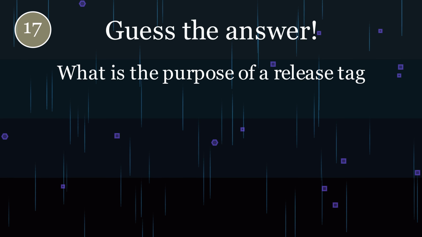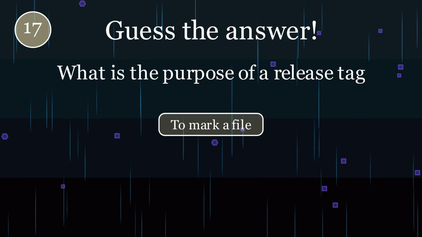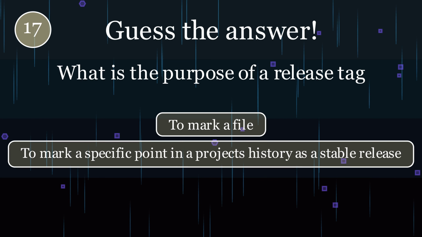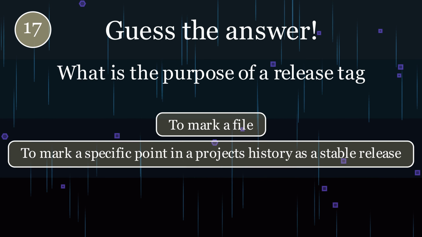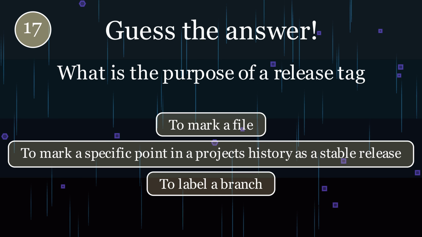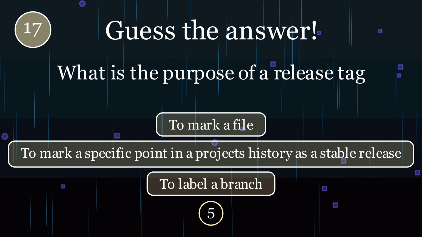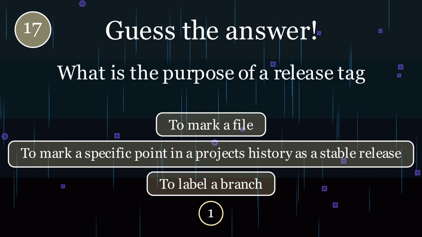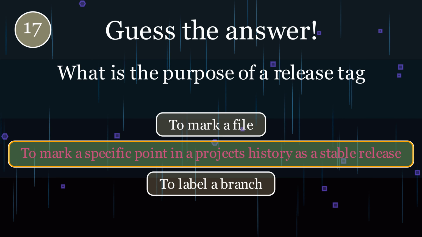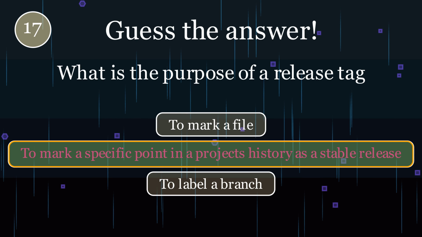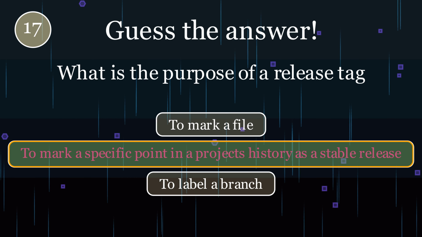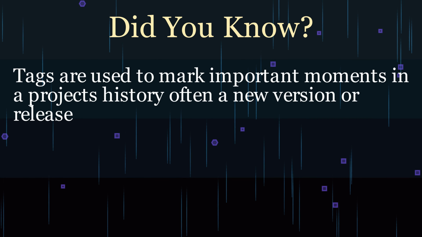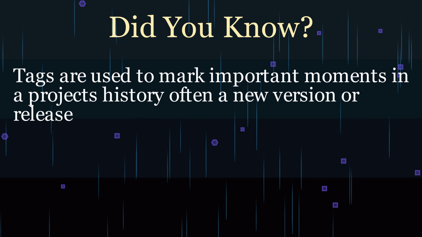What is the purpose of a release tag? To mark a file. To mark a specific point in a project's history as a stable release. To label a branch. The correct answer is to mark a specific point in a project's history as a stable release. Here's a nugget of wisdom: tags are used to mark important moments in a project's history, often a new version or release.